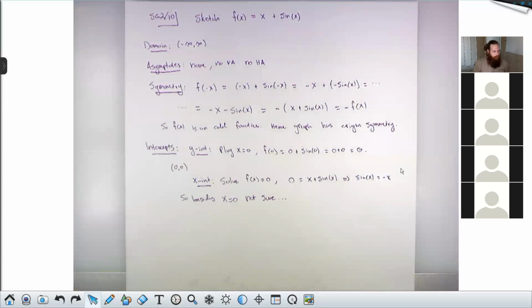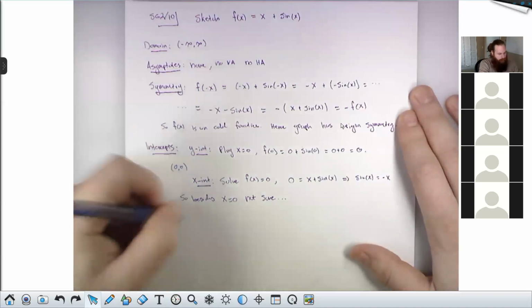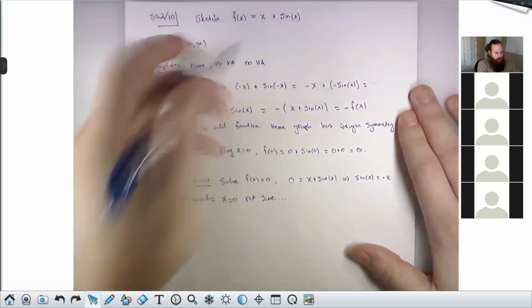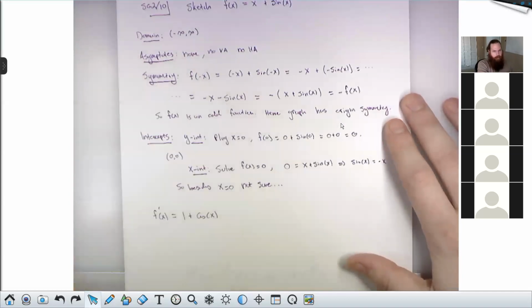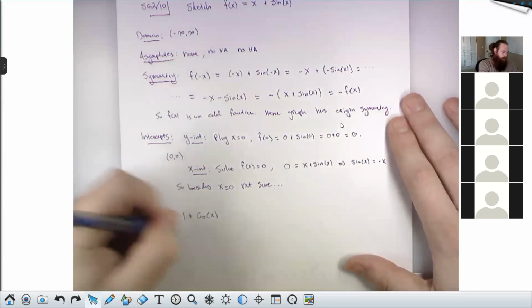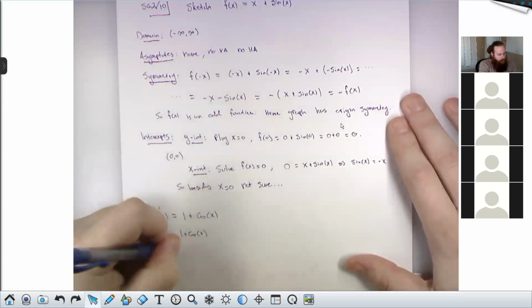Okay, that's it. We've looked at our domain, our asymptotes, our end behavior, symmetry, intercepts. So now we would jump to our number line work. I'll look at f prime. Here that's 1 plus the derivative of sine of x, which is cos x. And this is never undefined, but if I set it equal to 0, that's the same as saying -1 is equal to cos x.